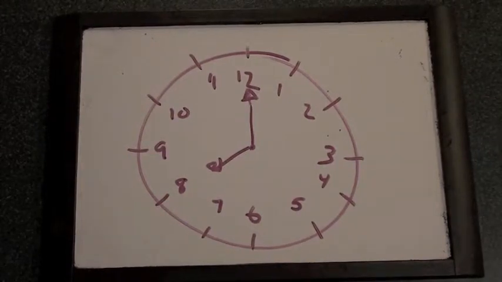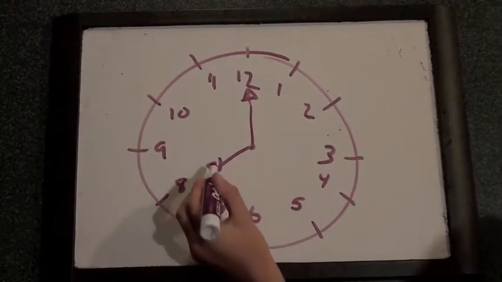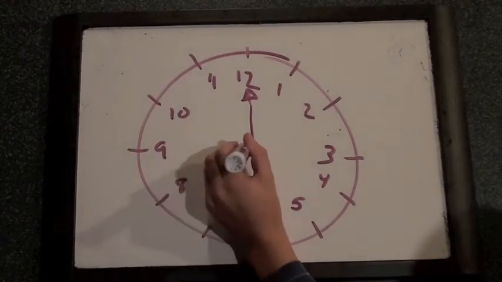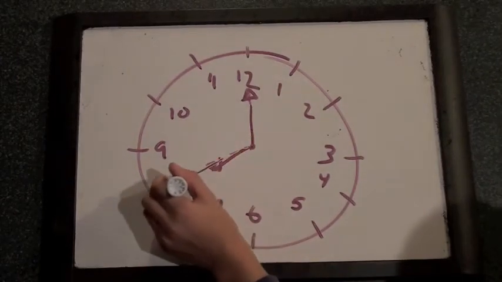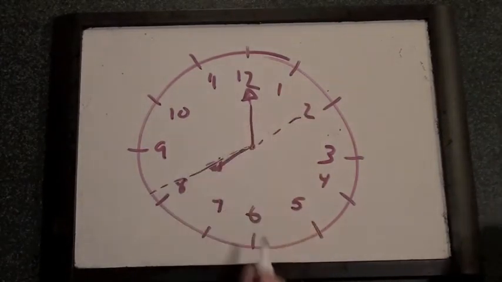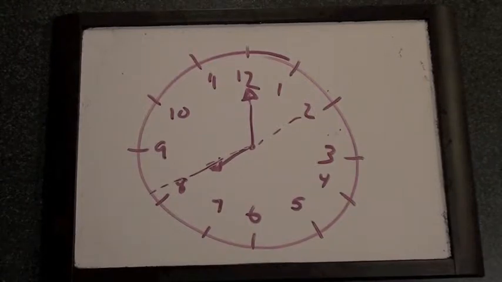About when is that going to be, by the way? Well, could be somewhere like that. Okay, so about what time is that? About 8:10. Okay, so we think it's going to be somewhere around 8:10. In fact, if the hour hand didn't move, when would it be? It would be 8:10. So the hour hand moves a little bit.